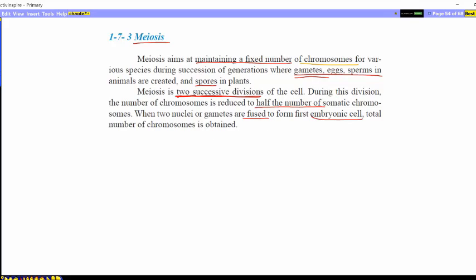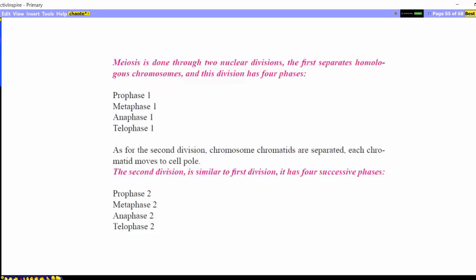How? By forming gametes with half the number of chromosomes, and the fusion of these gametes by fertilization forms a new organism with the total number of chromosomes. We said meiosis consists of two divisions. Meiosis is done through two nuclear divisions. The first separates homologous chromosomes.